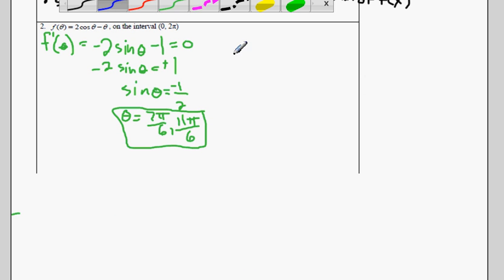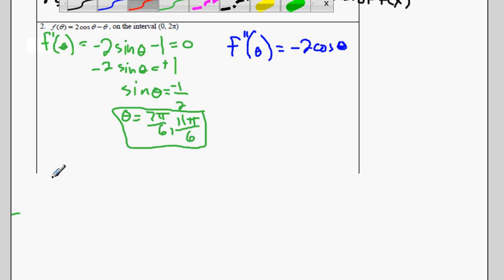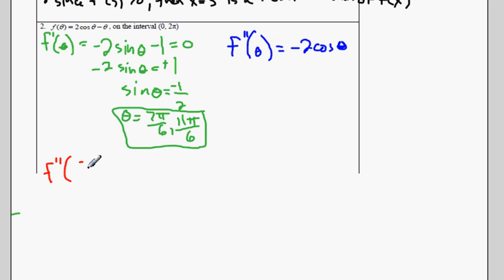So let's now take a look at the second derivative. My second derivative is going to be equal to negative 2 cosine theta. And the derivative of negative 1 is just going to be 0. And so now, every place I found where the first derivative was 0, I'm going to substitute that into the second derivative. So that's 7 pi over 6. We'll find out what that is. We'll do the second derivative of 11 pi over 6.